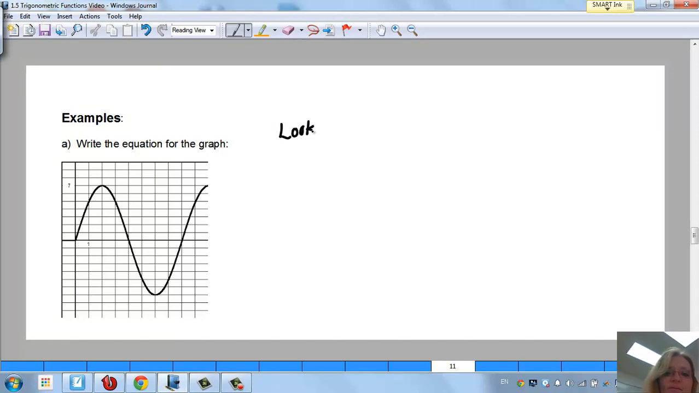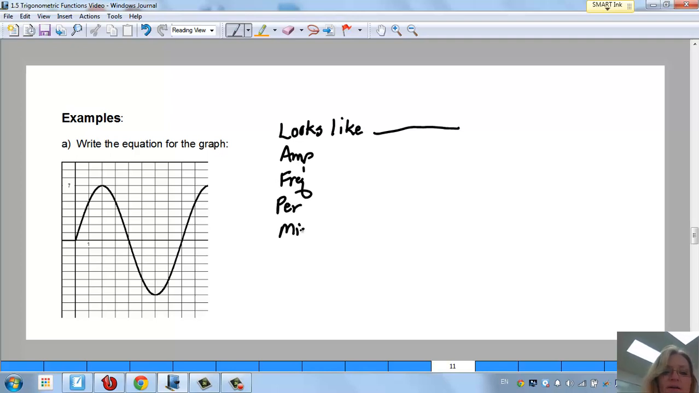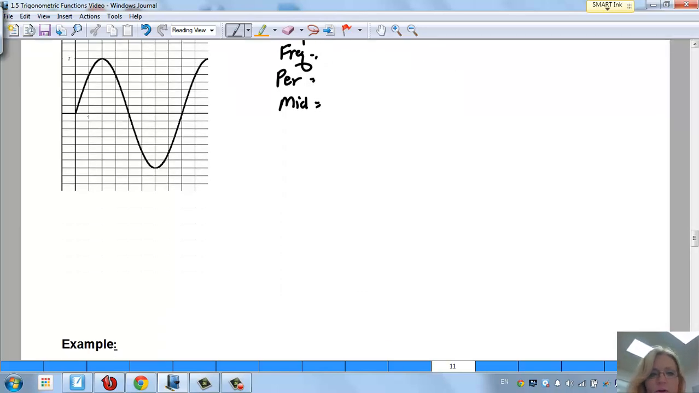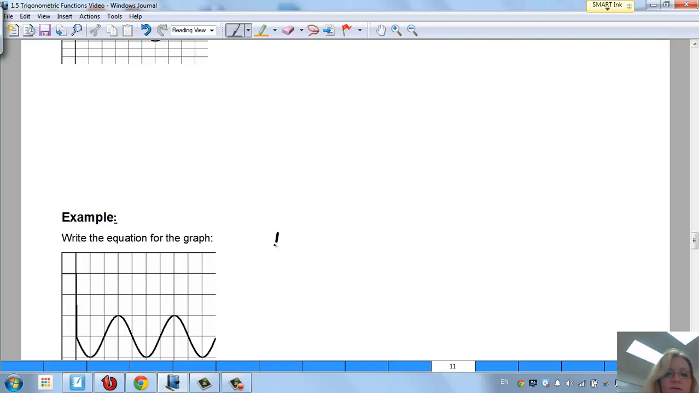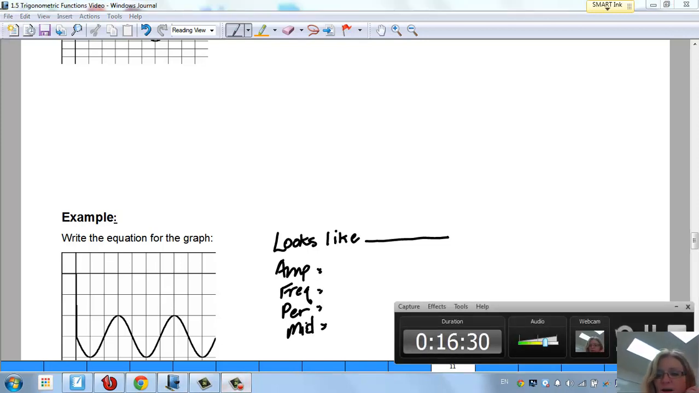Looks like, amplitude, frequency, period, midline. Okay, put equal signs here. Get it set up, and we're going to do the other one too. Ready? Looks like amplitude, frequency, period, midline. Okay, so get started. I'm going to make a little video of this afterwards, okay? So I'm going to stop this right now and see if you can do it.